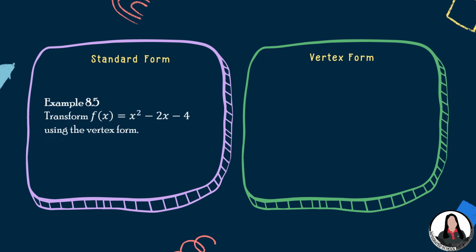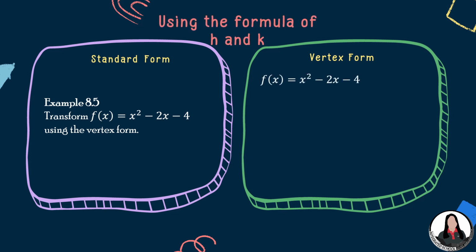Next, another example is we're asked to transform f of x equals x squared minus 2x minus 4 using the vertex form. So gamit naman ng vertex form dito, gagamitin nyo ang values ng h at ng k. Yung formula na kinuha natin kanina na h and k. So we have f of x equals x squared minus 2x minus 4. So we have to determine the coefficients a equals 1, b equals negative 2, and c equals negative 4. Kasi gagamitin natin sila sa ating formula na h equals negative b over 2a.